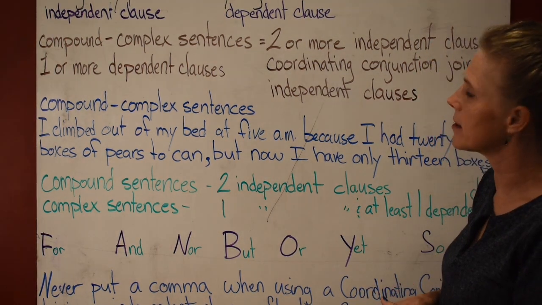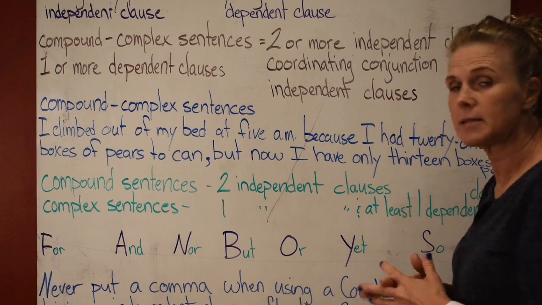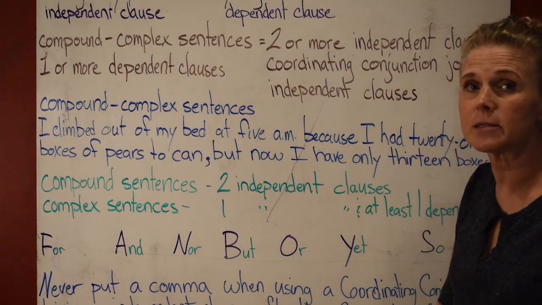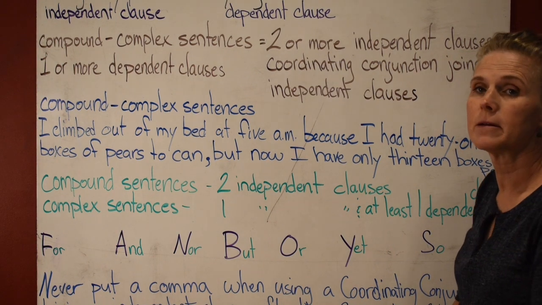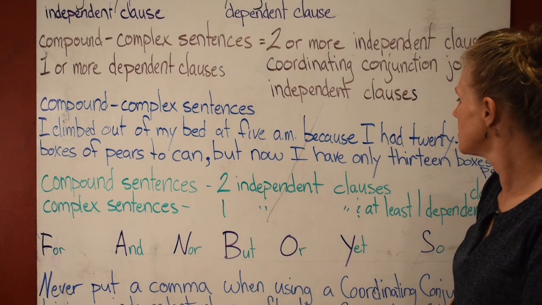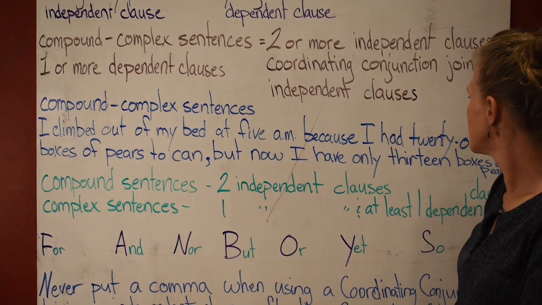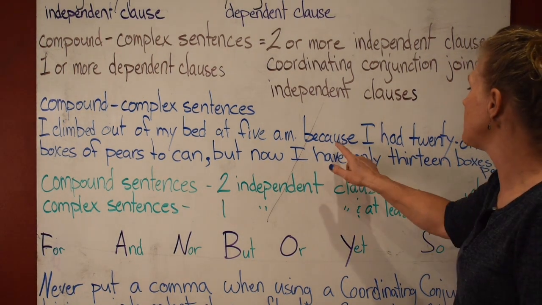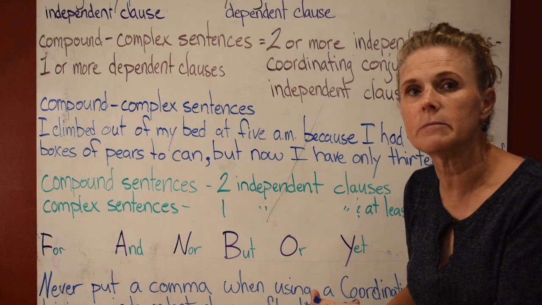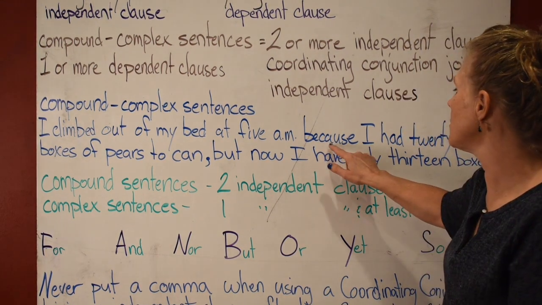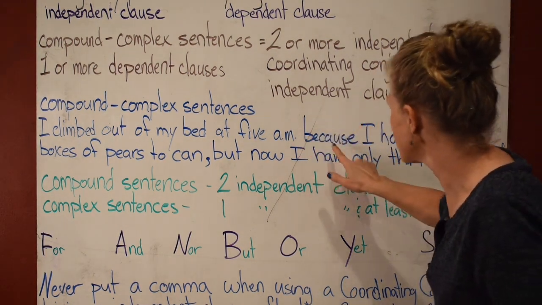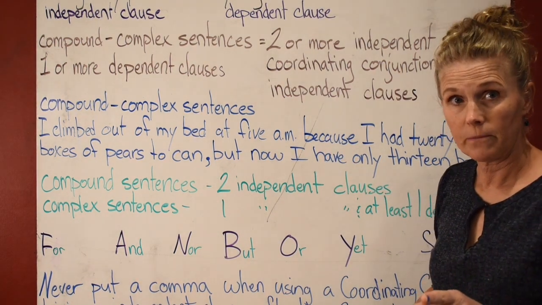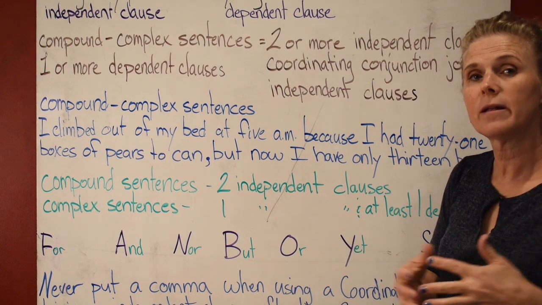Which ones right here are the independent clauses in this sentence? Compound complex sentence. You have to have two independent clauses. Which ones are they? Okay. Because I had 21 boxes of pears. Is that an independent clause? Nope, that's a dependent clause. As soon as you see the because or a subordinating word, you know you've got a dependent clause. Sorry, I got them confused. Okay, so I understand the differences.